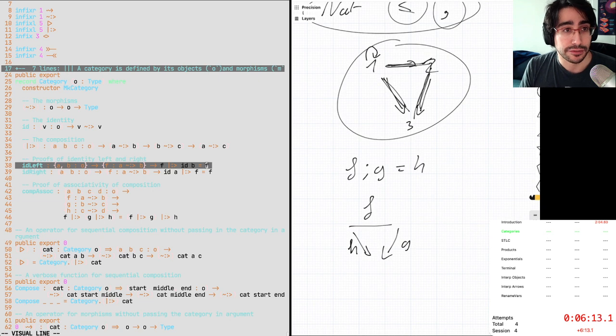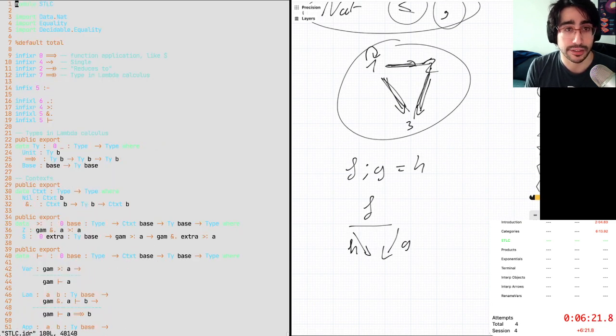All right, so that's it for basic categories. Now we're gonna very quickly summarize something that we all know about, and that's the Simply Typed Lambda Calculus.